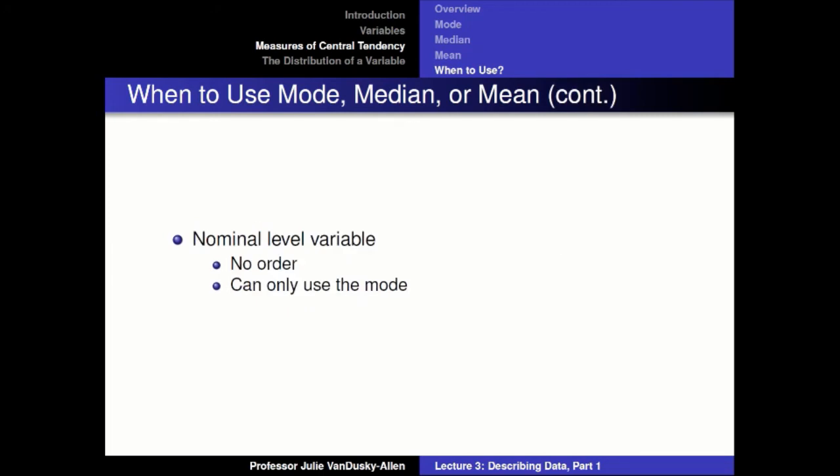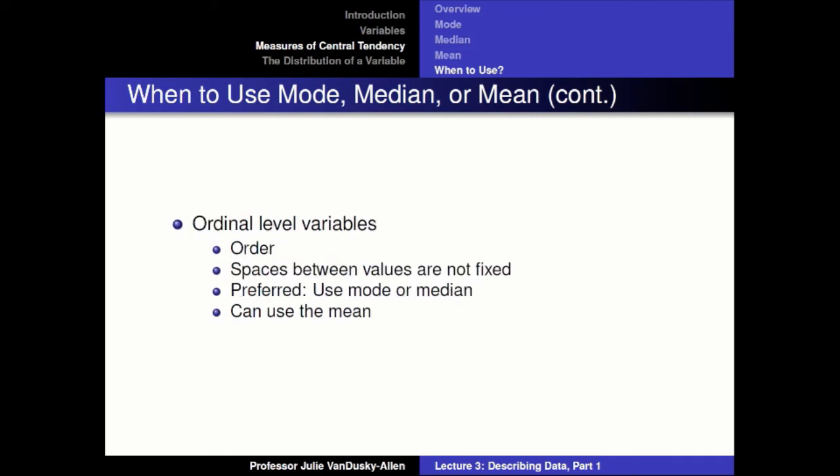If we are examining a nominal level variable, we should only use the mode. Recall that the values of a nominal level variable have no order. The mode does not assume a variable has order, but the median and mean do assume a variable has order. Hence, with a nominal level variable, we should only use the mode to describe the typical case of a variable.